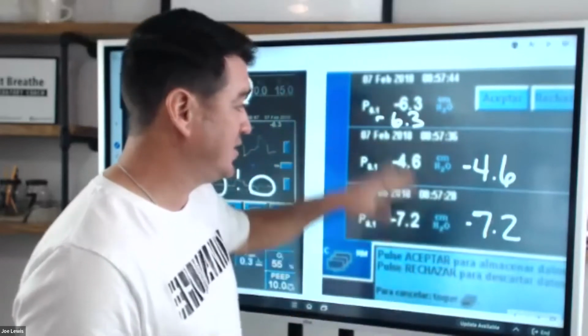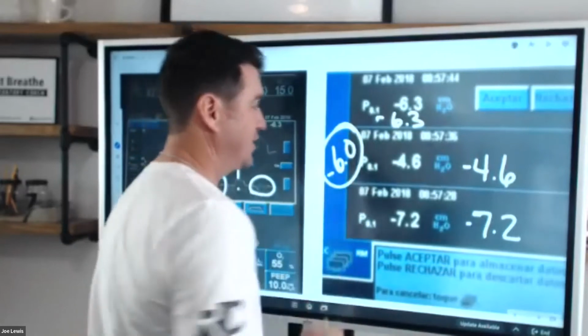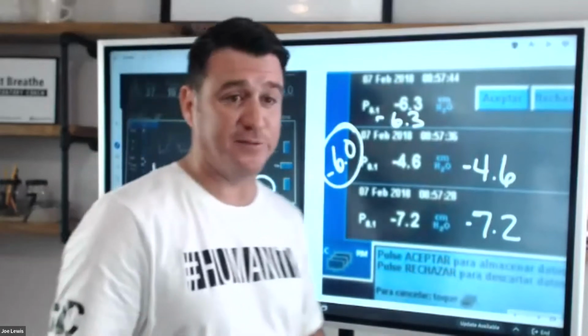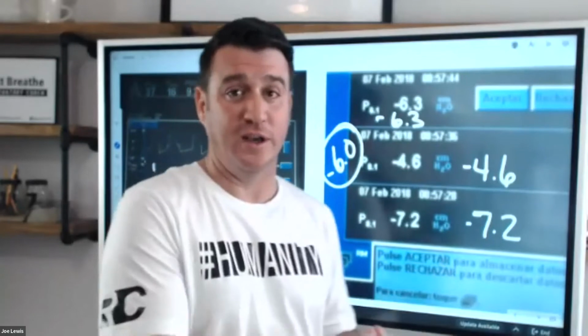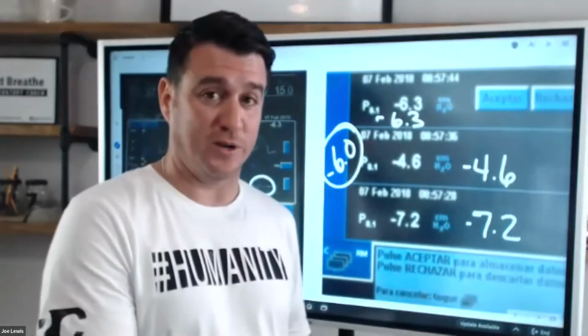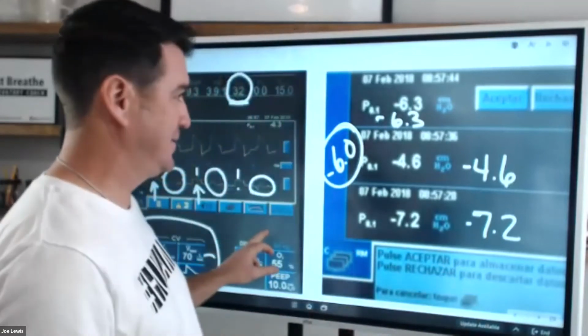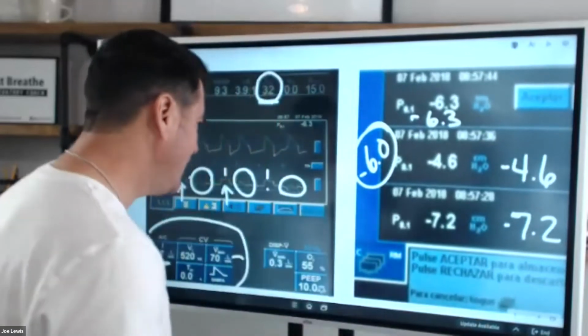So when we average these, we get an average of about negative 6.0. Okay, we add all these together, divide them by 3, we'll come out with about negative 6. That is a reduced P100, lower, more negative P100, and it indicates that this patient is not satisfied with these settings. Now, here's the interesting thing about this. At least I find it interesting. I hope you find it interesting too.